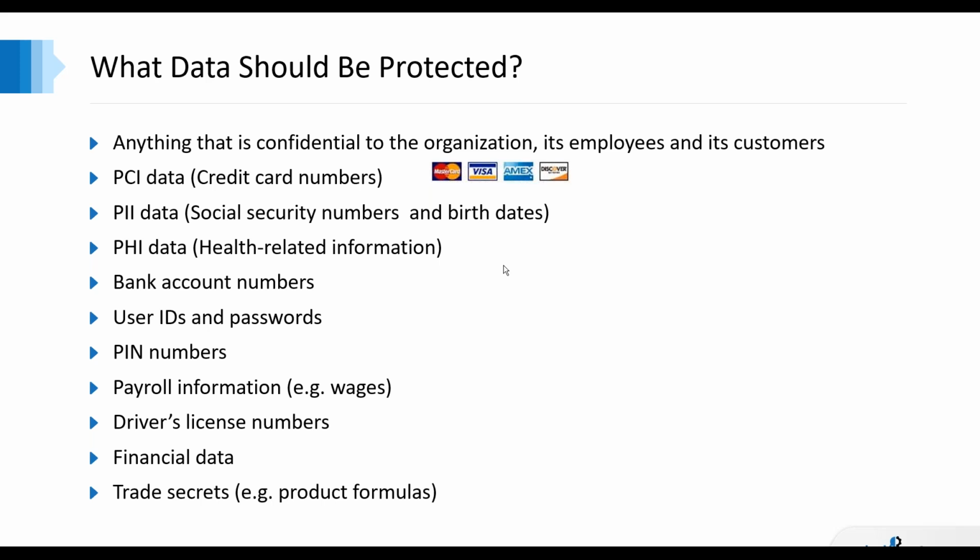PIN numbers, payroll information, wages, and not only the wages but someone's bank information if you're doing direct deposit, a customer's or an employee's driver's license number. And of course, financial data for the company. That may be something that you don't want to release. We work with a lot of privately held companies that may not want that financial data out there. And of course, trade secrets.